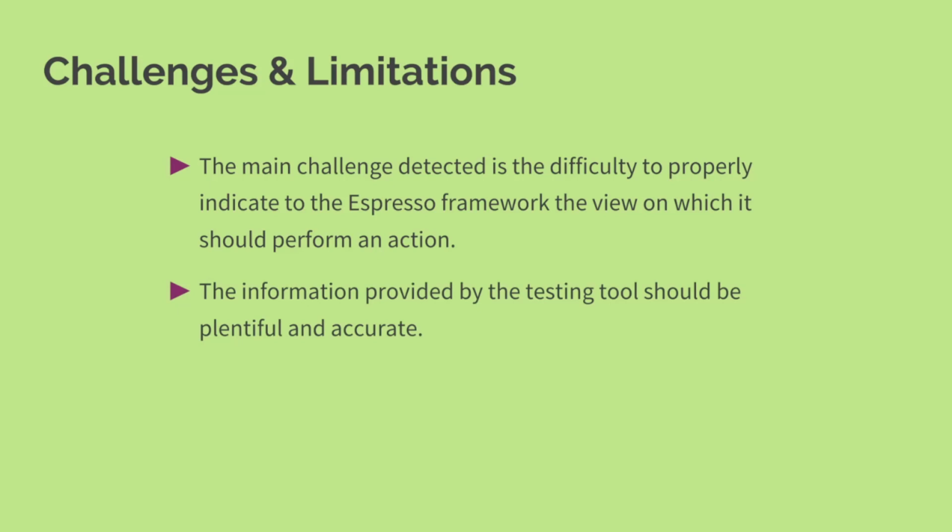To mitigate this issue, view matchers can be built using resource IDs, although they are not always unique, and many other view properties. For example, the text, the children, the parent views. And these properties may help narrow down the search. Therefore, it is of the utmost importance that the information provided by the underlying test generation tool is plentiful and accurate. Any missing or wrong information has a high chance of causing a failing action.